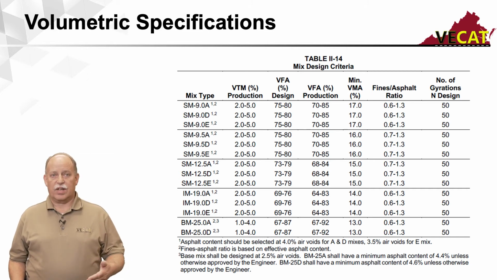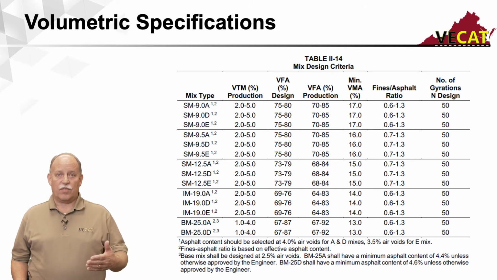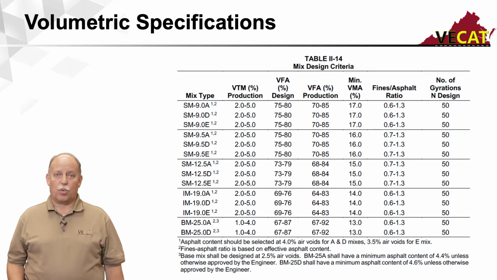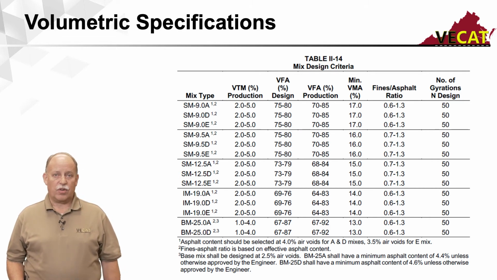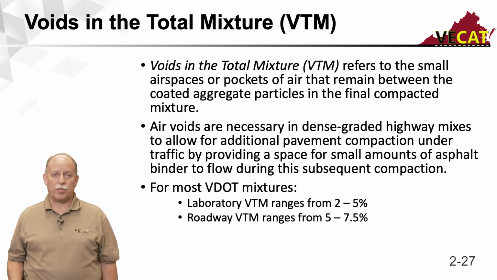For VFA, it's 75 to 80 in design, and it's 70 to 85 in production. Our VMA, minimum VMA is 16, and our fines to asphalt ratio is 0.7 to 1.3. All of these with a 50 gyration level. So this chart gives you all the breakdown of the various volumetric specifications for each and every one of the mixes. So let's talk for a minute about the voids in the total mixture, or the VTM.